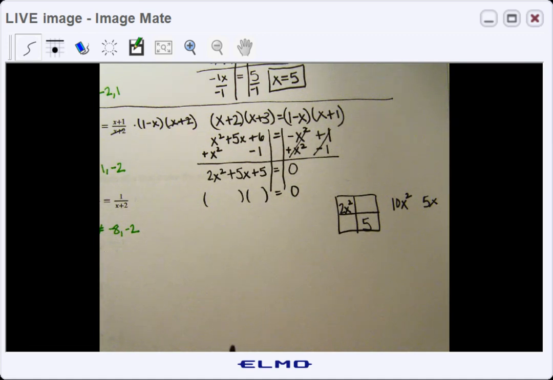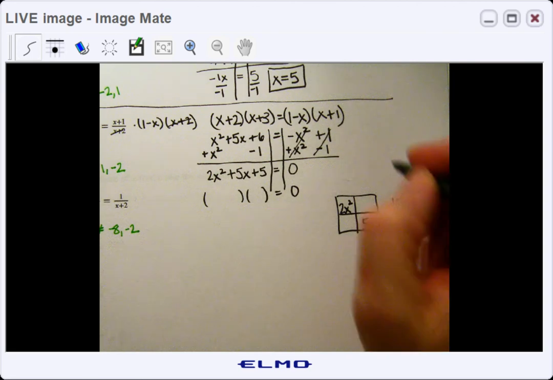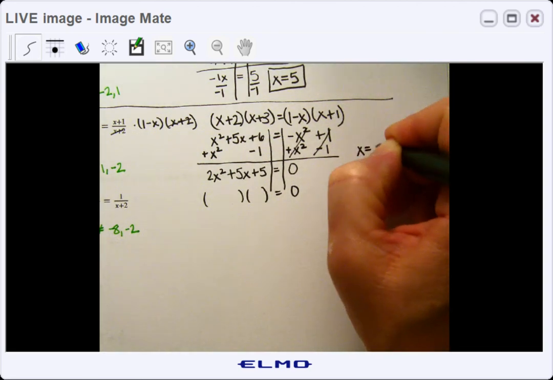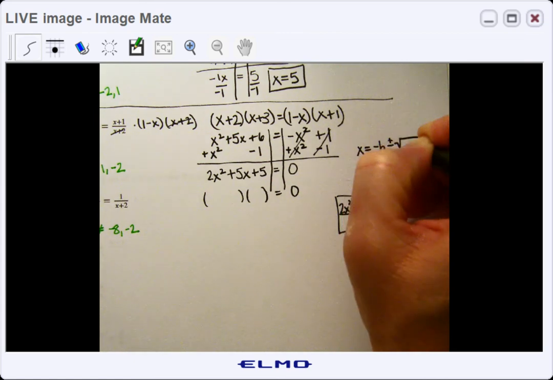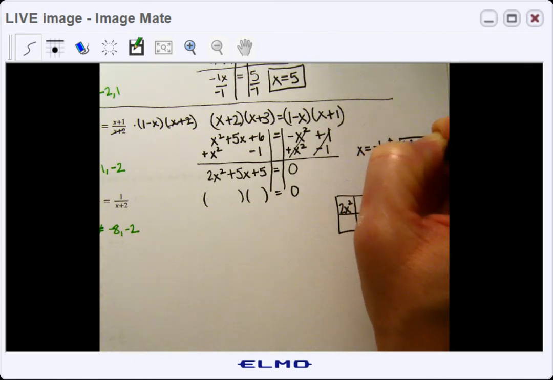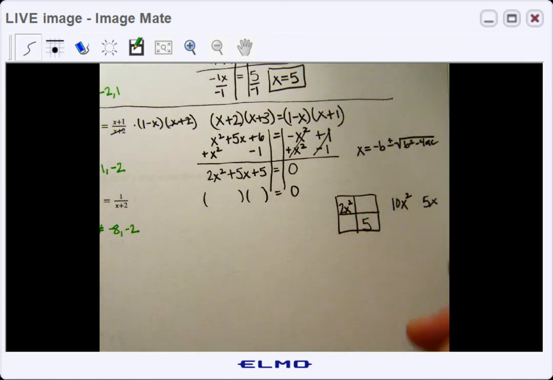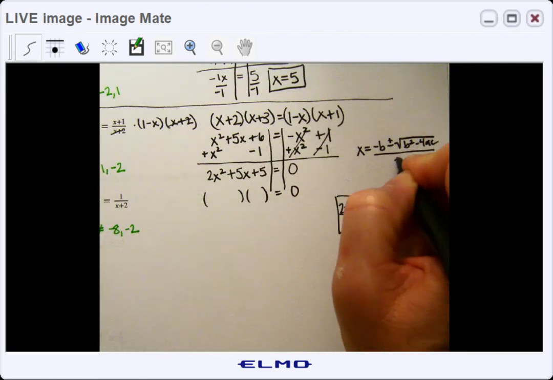Now, this quadratic formula, I'm expecting you can use it on your homework with a little bit of help. I would not put a problem on your assessment that would require you to use the quadratic formula. So don't worry about that too much. So x equals negative b plus or minus the square root of b squared minus 4ac all over 2a.